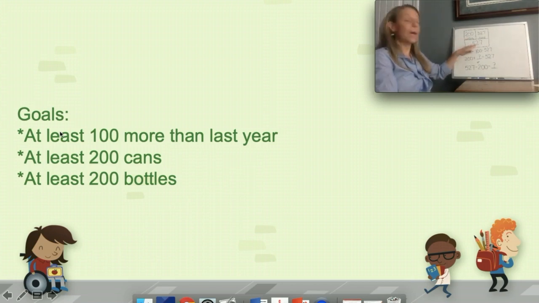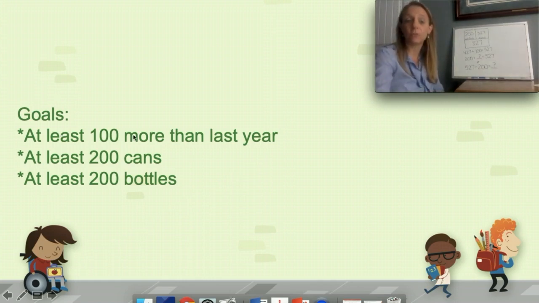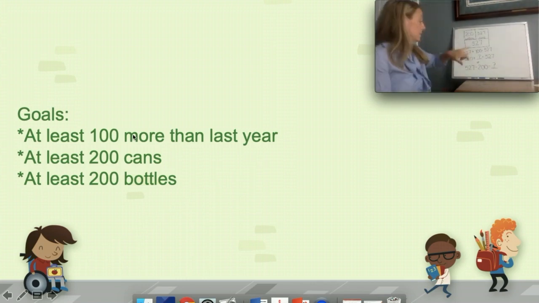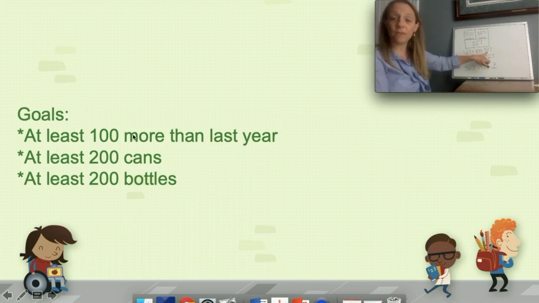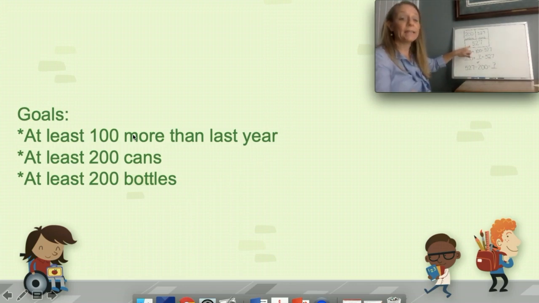And I knew that I had to have at least 527 because that meets my first goal: at least 100 more than last year. Since last year was 427 plus 100, I know that's 527. So I put my total as 527. I knew I had to have at least 200 cans and at least 200 bottles.